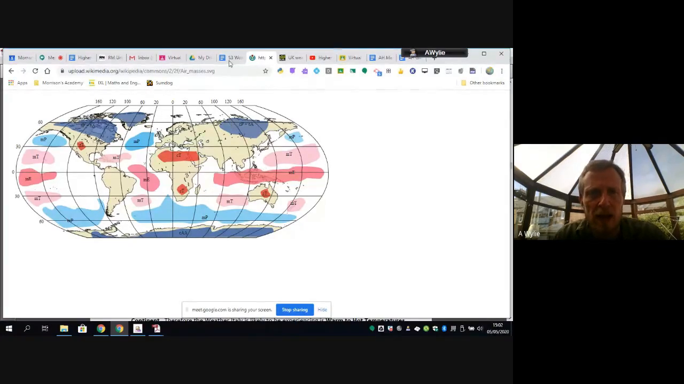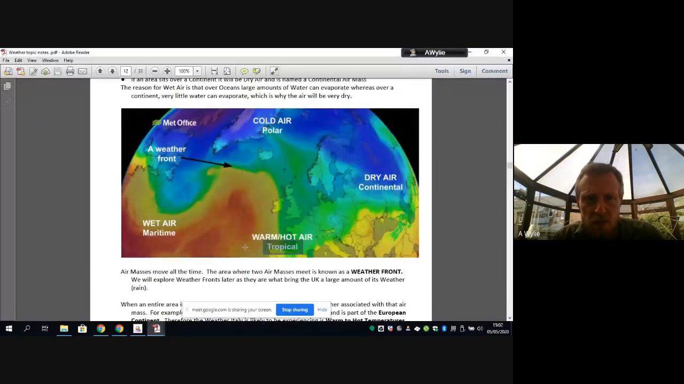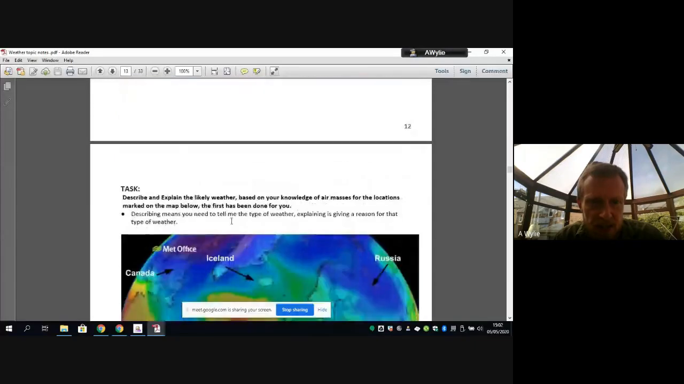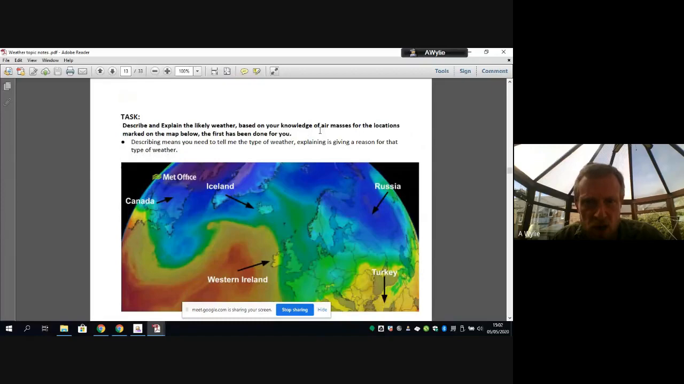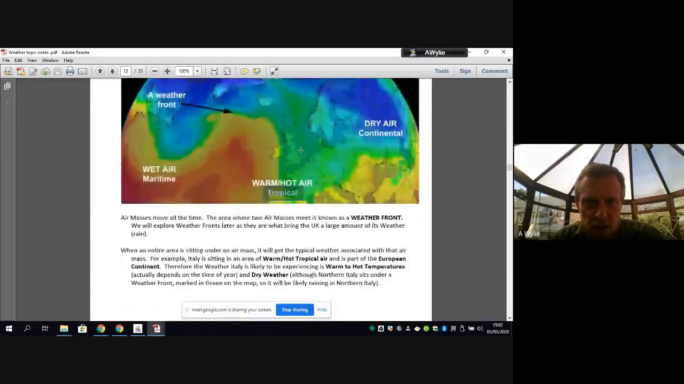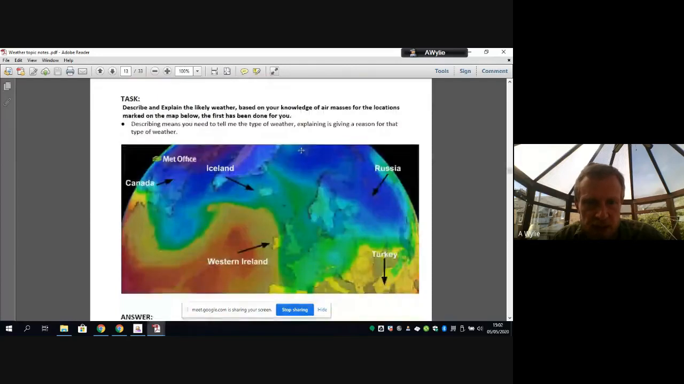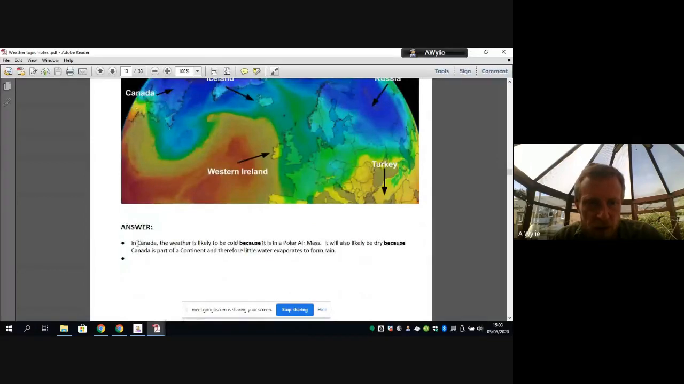Okay, right, back to the main worksheet. So you had some questions where you have to just go down to the actual task, you have to describe and explain the likely weather based on your knowledge of air masses. So you have to have read this page. You need to watch my video, my little lesson tutorial that I put with this. And then you just need to be able to tell me what's the weather like and why is it like that. I've done Canada for you.